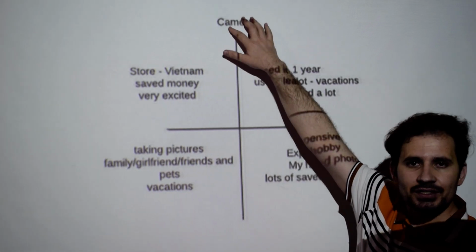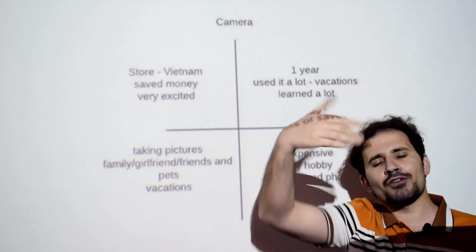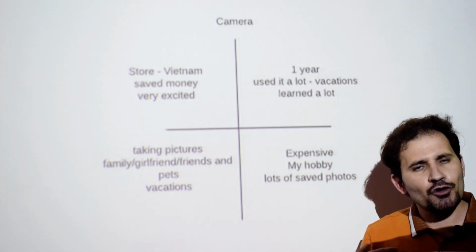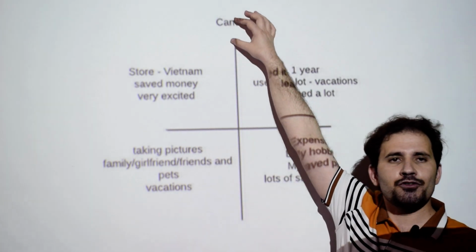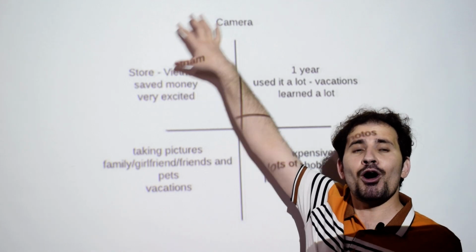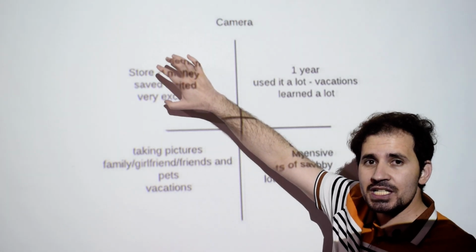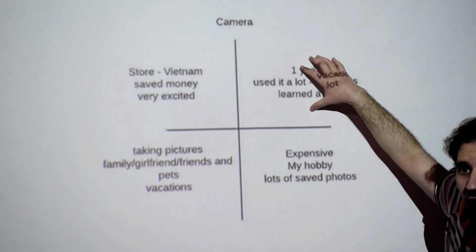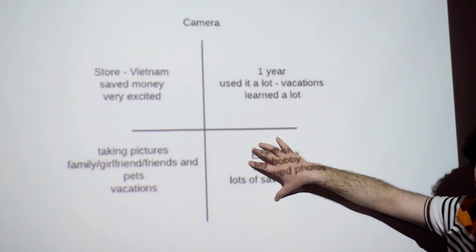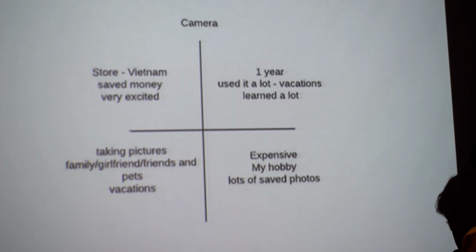Write down the topic on the top. Suppose you have got a mobile phone, or a laptop, whatever topic you want to select for yourself. But for me, what is important? The important thing for me is the camera. Now I want to write down from where I bought this camera. This portion is for where, this portion is for how long I had it, this portion is for what I use it for, and this portion is why it is important.